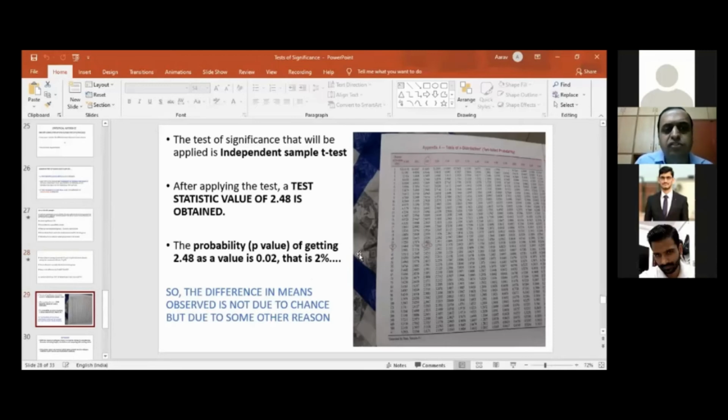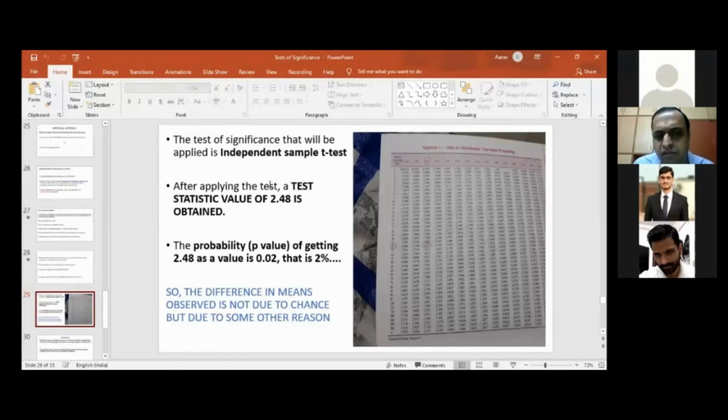Now, if it is normally distributed, he decides to go for the independent sample t-test. Now he is using the mathematical calculation, he is using the formula. With the formula, he gets a value of 2.48. Then there is a term called degree of freedom. So he has to check the degree of freedom, and he has to check the probability in the t table. Now look, the total sample size is 32, minus 2 is the degree of freedom. So 30 is the degree of freedom.